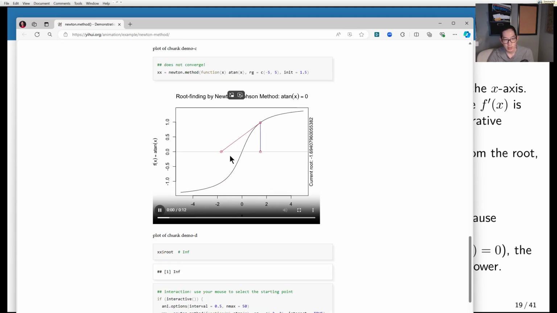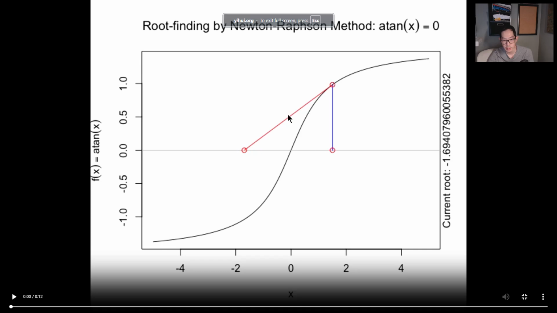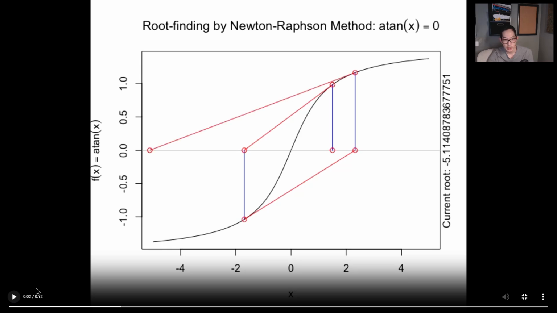Here's one where it doesn't converge at all. So let me just restart this value. Starting here, with the shape of this function, when we take the tangent line, it spits it out farther way over here. When we take the tangent line here, it spits it out over here, okay? And then it just diverges. And so the current location just bounces all over the place. And it's off the chart here. We can't see where it's going. But yeah, this is what happens.